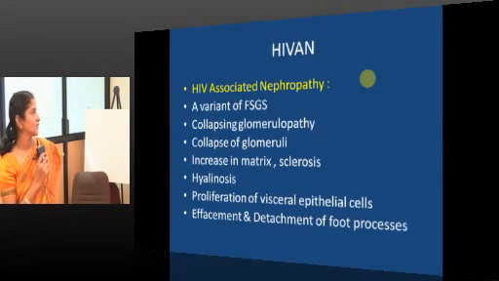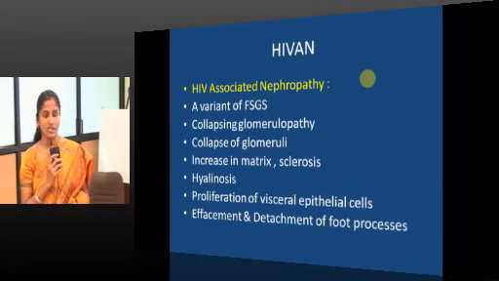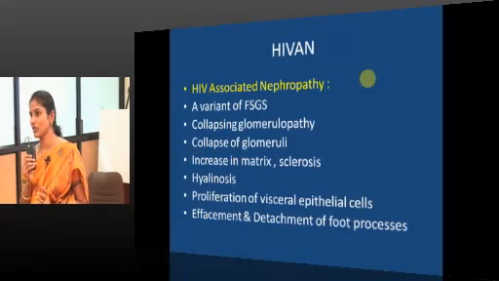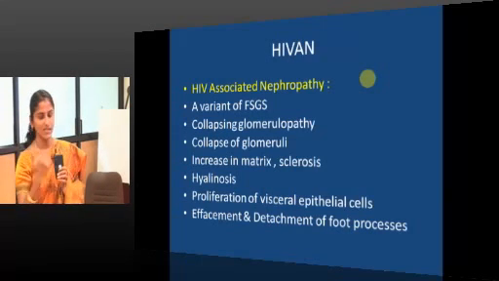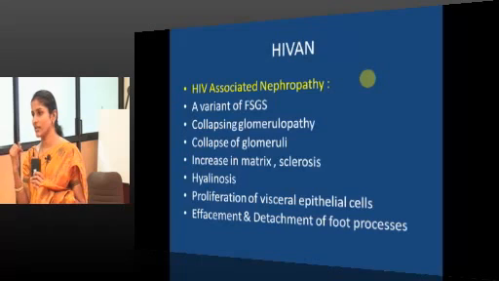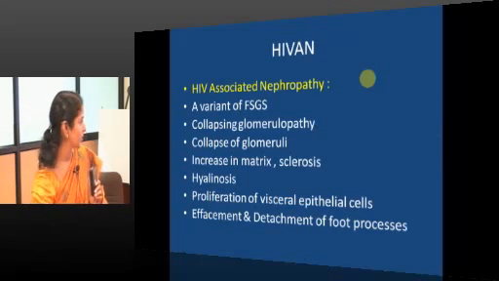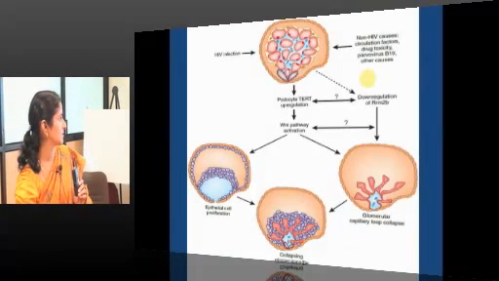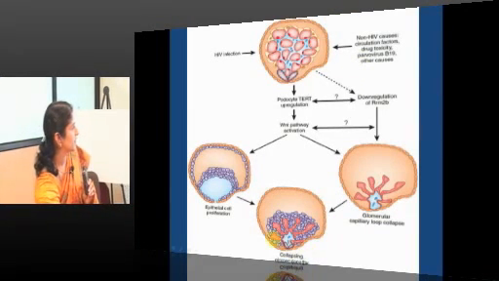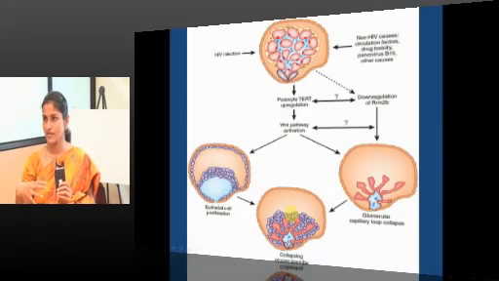So, HIV associated nephropathy, it is a variant of FSGS. The type is collapsing glomerulopathy. Apart from this, you have tubular reticular inclusions and microcyst formation in collapsing glomerulopathy. This is what you can make out, this entire tuft has collapsed.